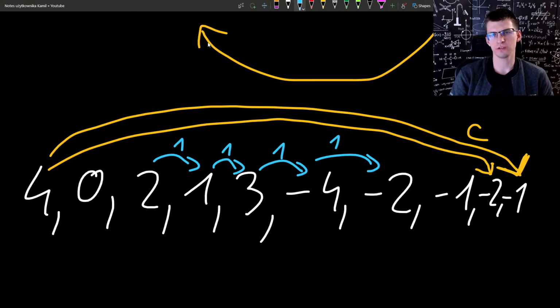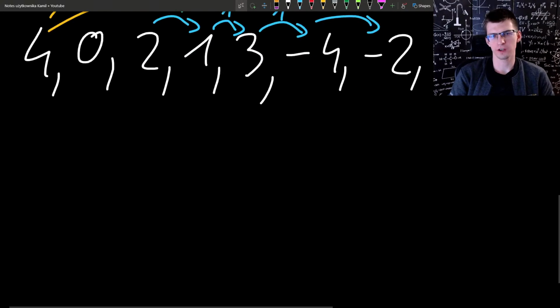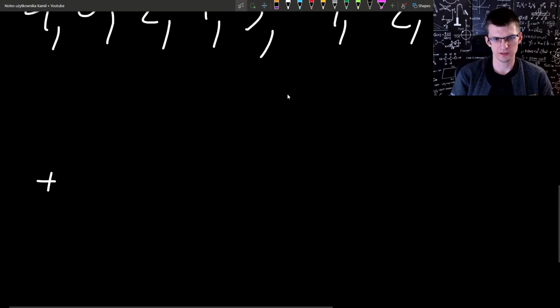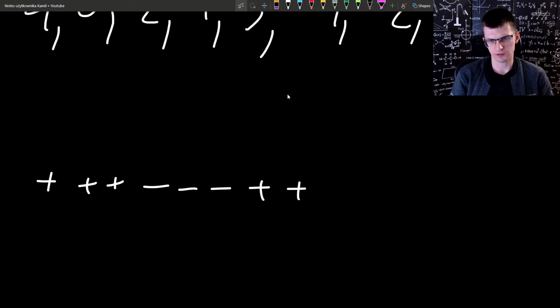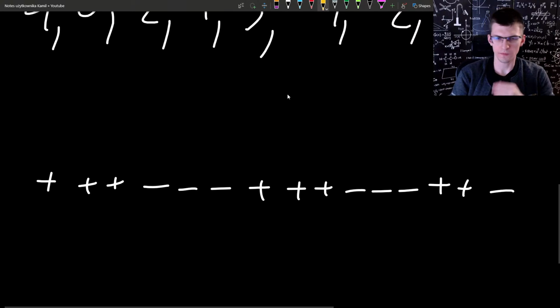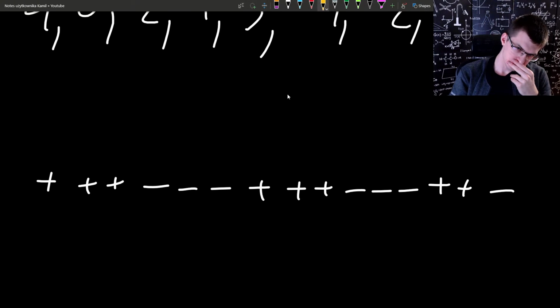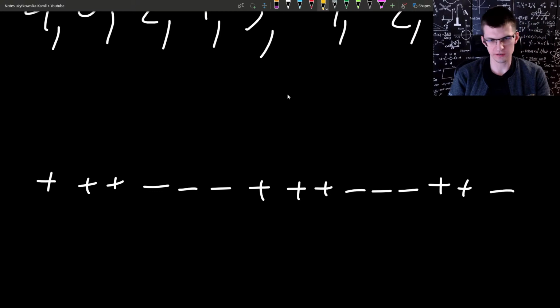How does it work for the whole sequence? Maybe this whole sequence has some positive values, then negative, positive, negative, and so on. What do I do now? I think those will be connected with a blue arrow, size 1. And then what?